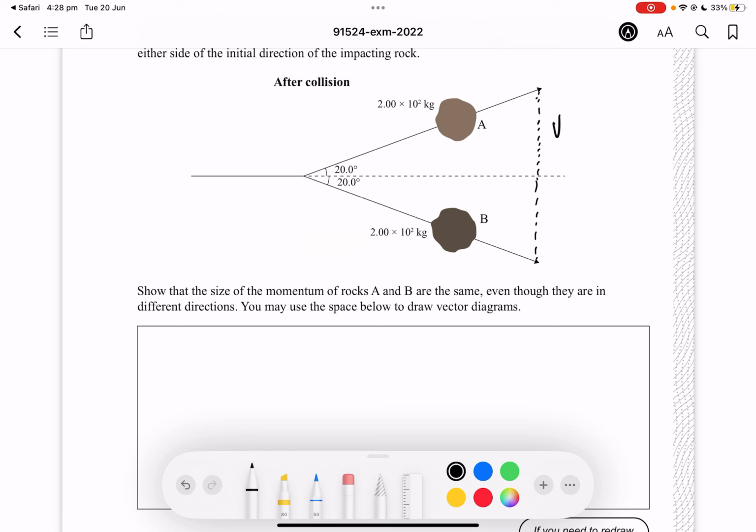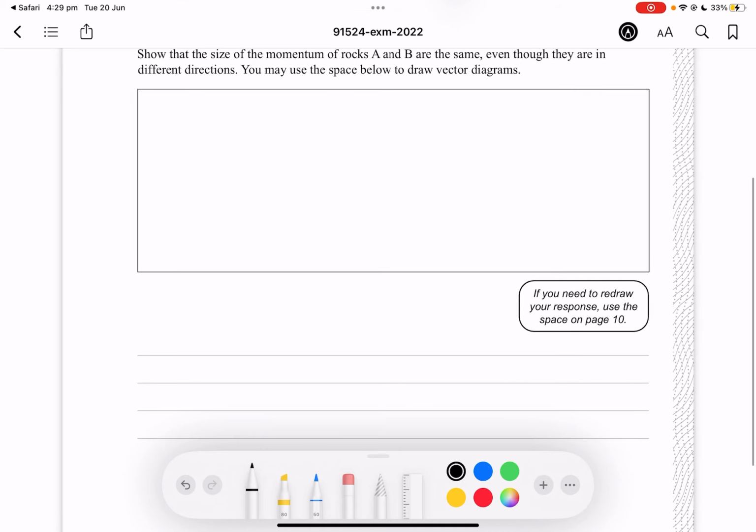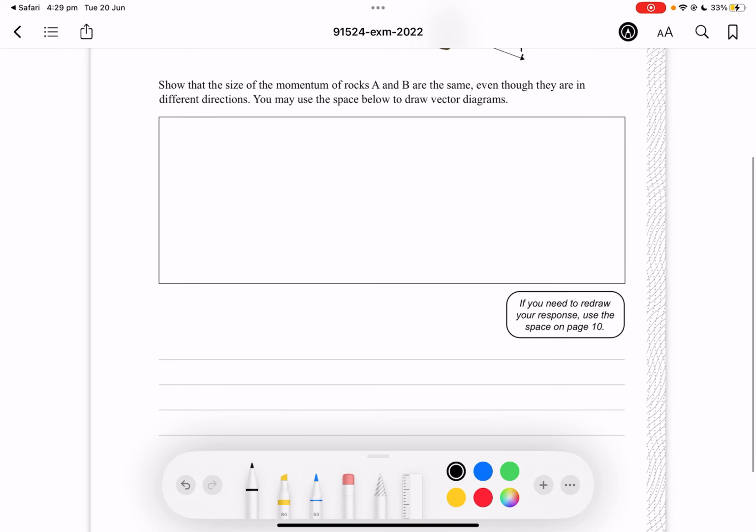And we know that the angle here, 20 degrees and 20 degrees, is the same, and the vertical components are the same. So we've justified that the horizontal component must also be the same. Therefore, the size of the momentum will be the same, but obviously, as you can see, the directions are not the same. Momentum has both size and direction, so the size is the same, but the directions are not. You can just say this briefly, there's nothing too much to be said here in my opinion.